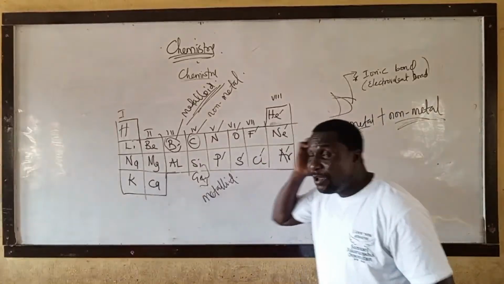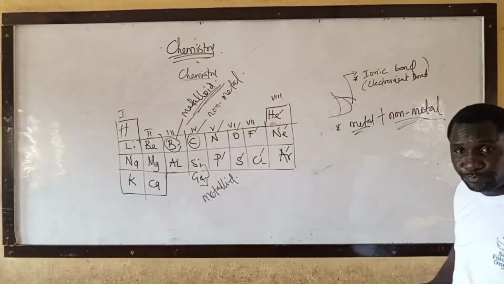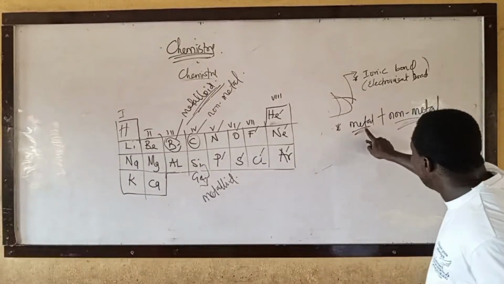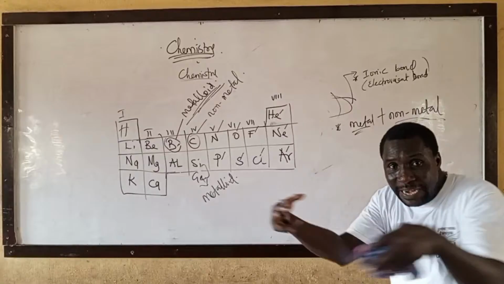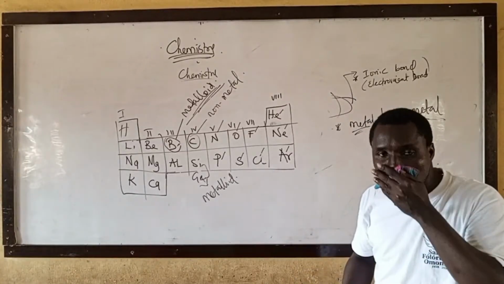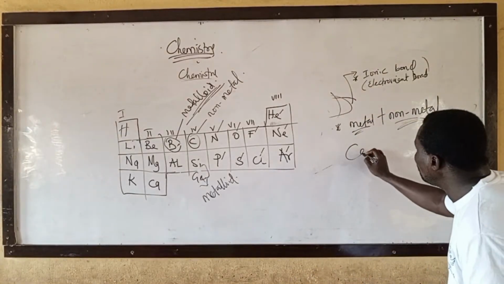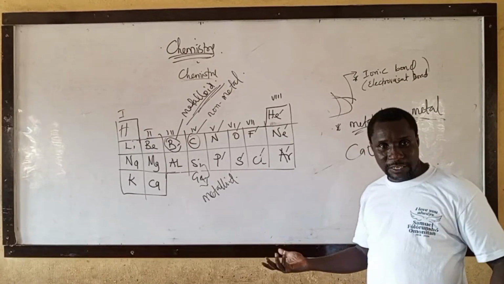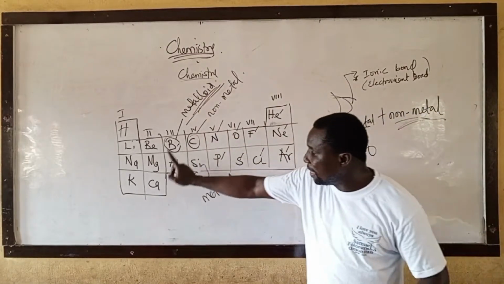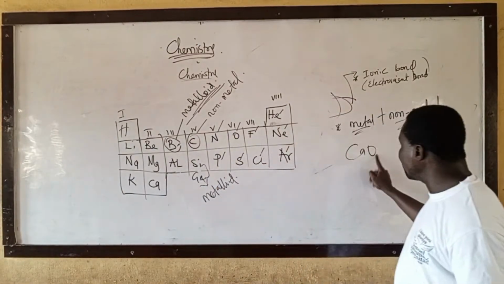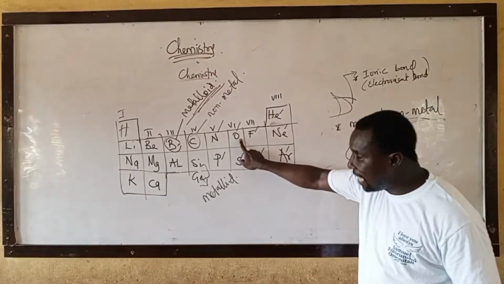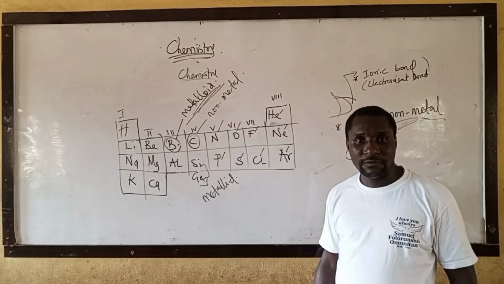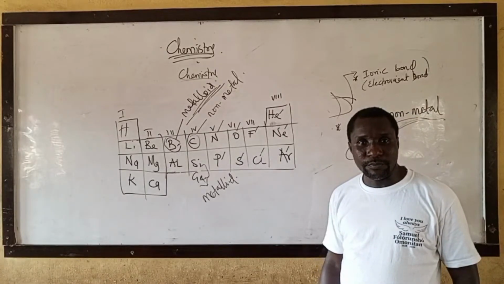Take note of that. Then I said ionic compound. How can you identify an ionic compound? When you see a metal plus a non-metal combining together, that is an ionic compound. Look at this. If I have calcium oxide, is this an ionic compound? Calcium, is it a metal? Yes. Oxygen, is it a non-metal? Yes. Therefore, this compound is an ionic compound. Very simple.